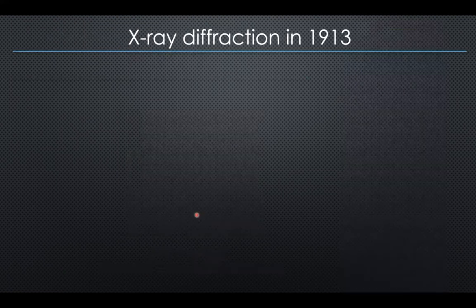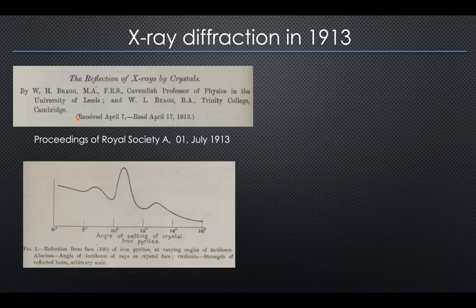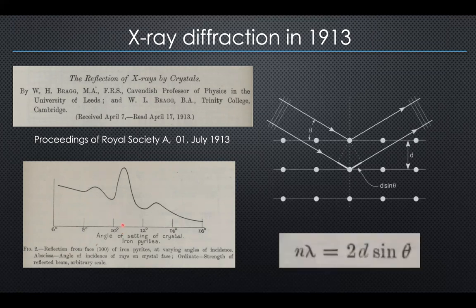X-ray diffraction in 1913, in this Nobel Prize winning paper of father and son Bragg and Bragg, they made a splash by producing the first successful forward model. They did the X-ray diffraction measurement, or reflection measurement, and they rotated the piece of crystal, and they found three peaks, and the location of these peaks seemed to change as they changed the material. And they postulated a model to forward model this phenomenon.